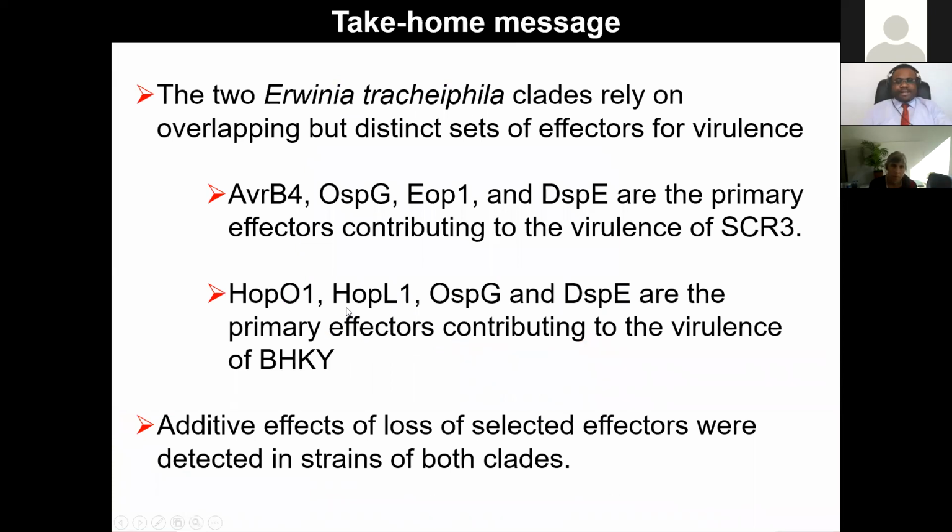So the take-home message for this part of my presentation is that the two Erwinia tracheiphila clade strains rely on overlapping but distinct sets of effectors for virulence. And these are the effectors that are critical to the virulence of the melon strain and also of the squash strains. An additive effect of the loss of the selected effectors was also detected in the strains of both clades.